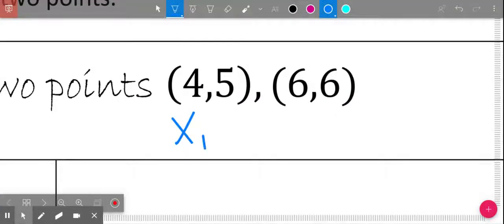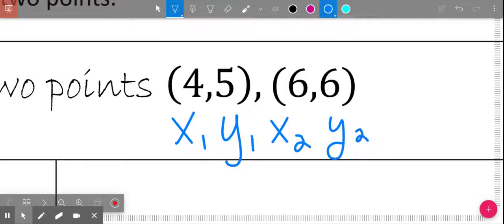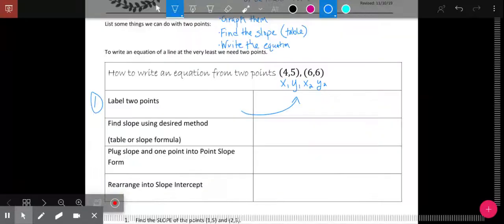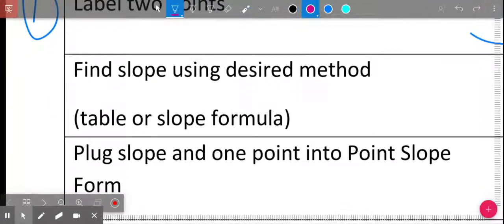So step 1, label the 2 points. So we got x1 and y1, x2 and y2. Okay, so label the points. We did that. Well, that was an ugly arrow. All right, step number 2, find the slope using the desired method. Okay, so that's step 2.